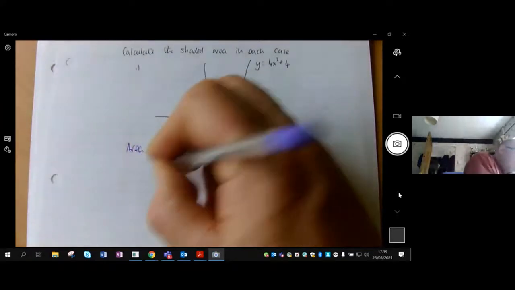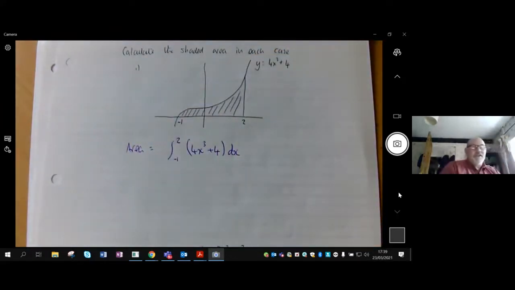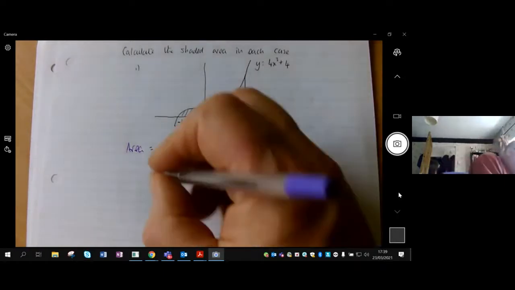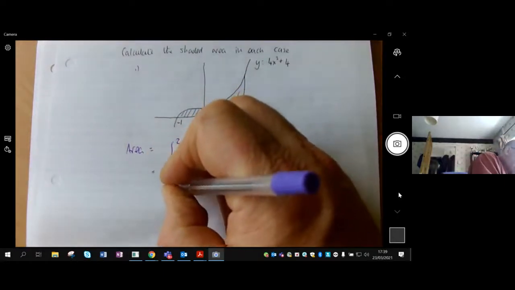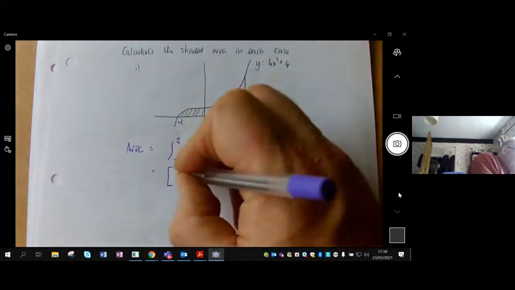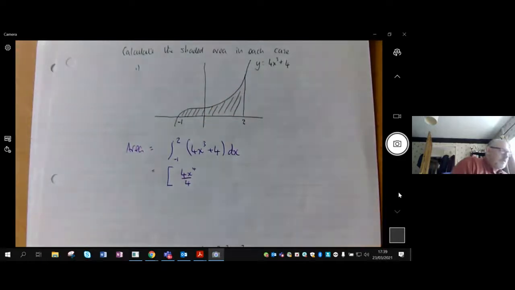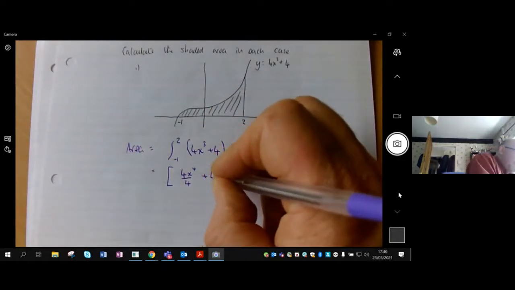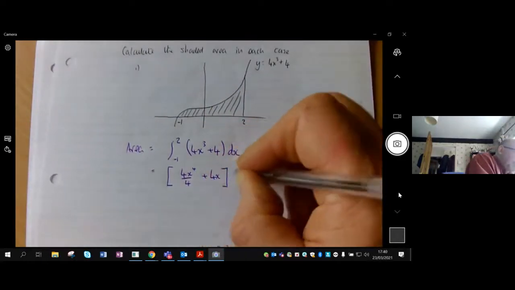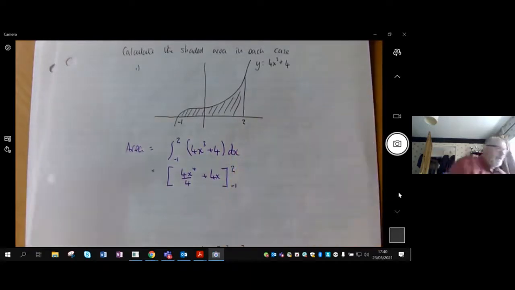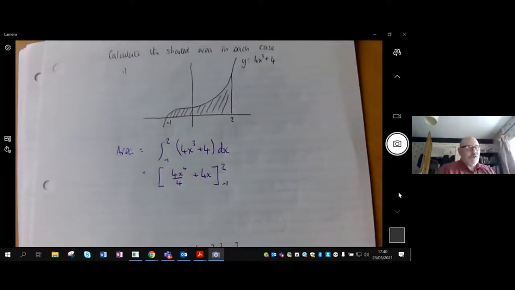And that's exactly how I set it out. The first question is, do I need to do any algebra on it? No, no algebra to be done at all. It's a nice, neat one for us. So don't forget to integrate: 4x to the power of 4 over 4 plus 4x on the limits 2 and minus 1. Be very calm.